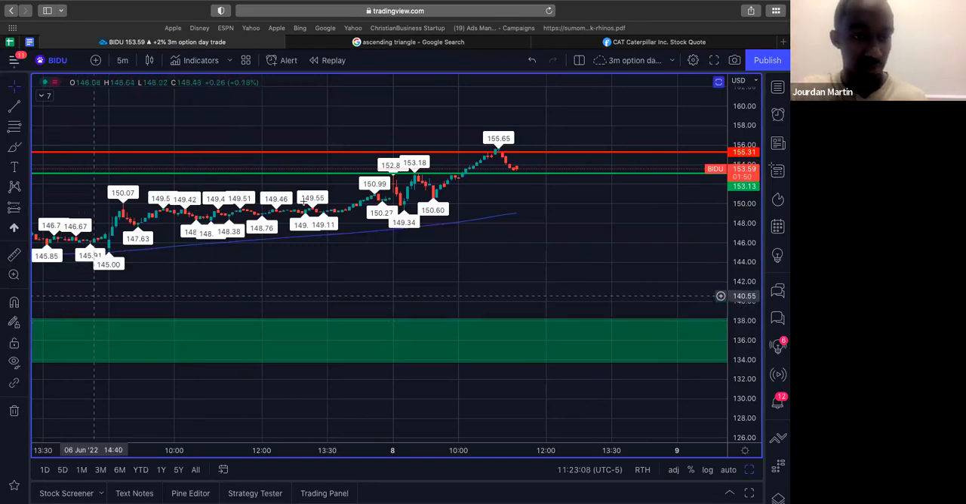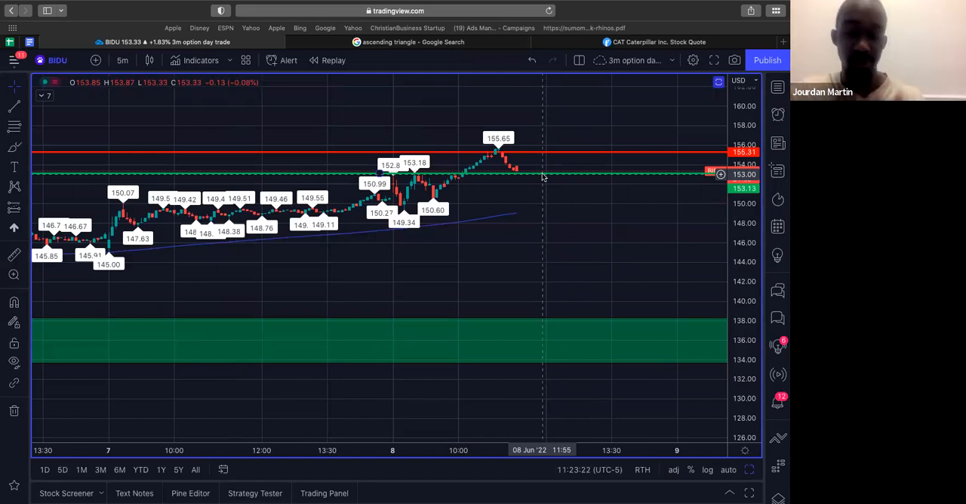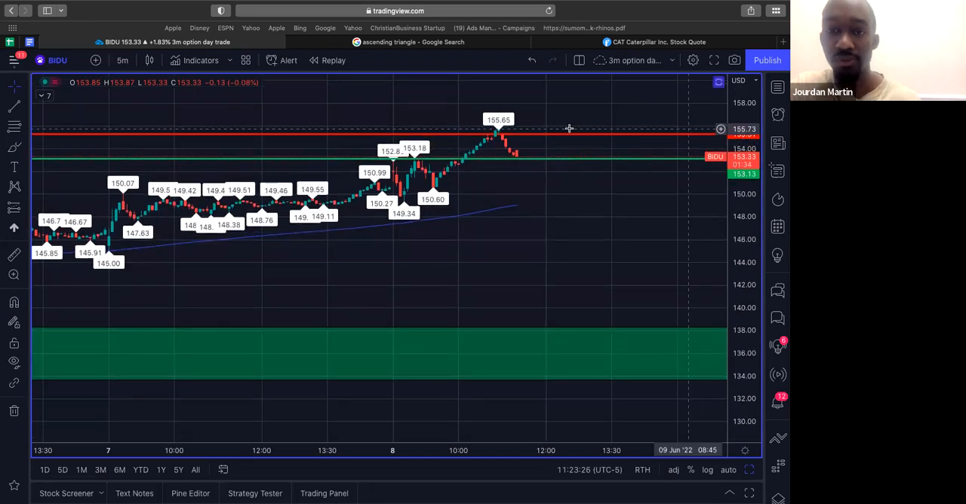What else we got? Twitter. But yeah, you could look at Baidu for a potential scalp as long as it stays above 153. I'm not trading it, but I think if you have a tight enough stop loss, trying to get that $2 move could be a solid thing to do.